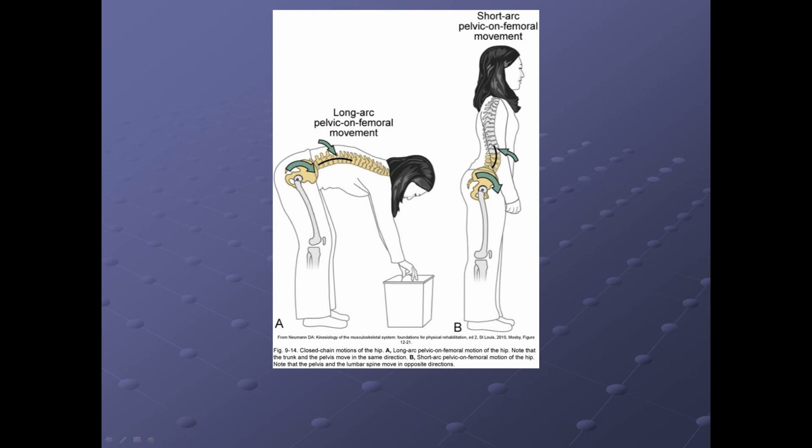So you can have pelvic on femoral motion, just anteriorly and posteriorly tilting your pelvis, or moving your entire upper body anteriorly or posteriorly. Or you can get hip flexion by moving your distal limb and then going into hip flexion or hip extension. That's it.